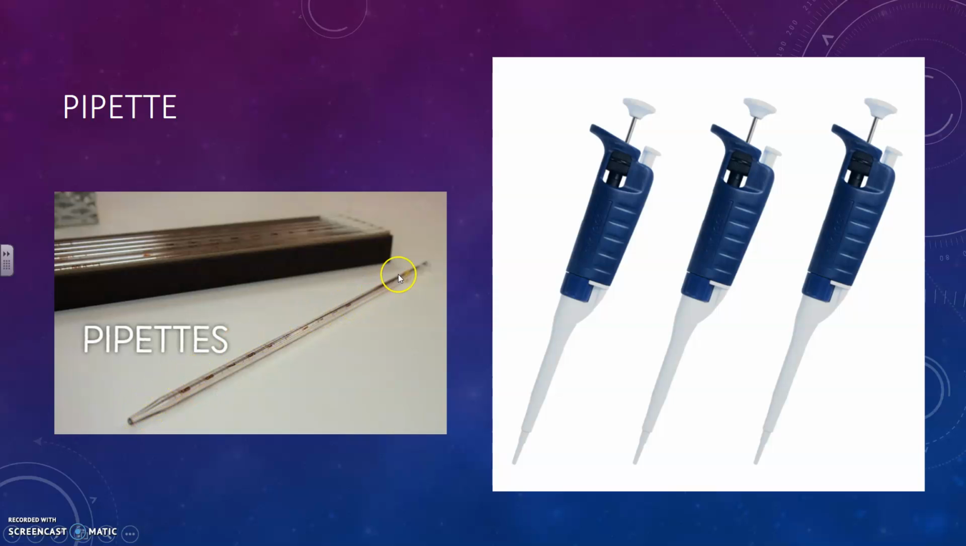Okay, and again, this would have to have a pipette bulb on the end. If you've watched the lab safety video already, you know why I say that. This is a different type of pipetter. This is called a micro pipetter.